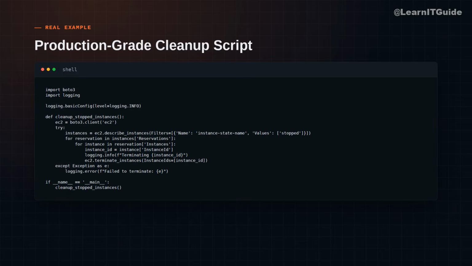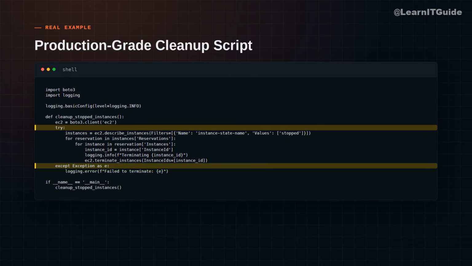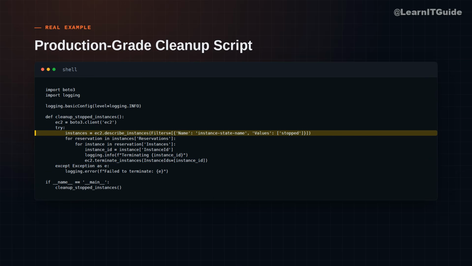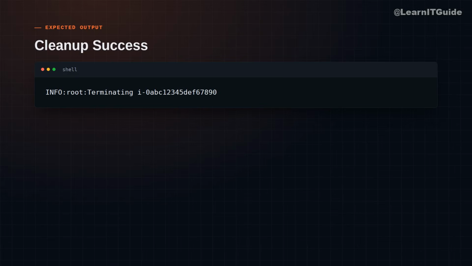This is what production code looks like. We use logging instead of print statements. We wrap our API calls in a try except block to handle errors gracefully. And we use filters in our API call to reduce the amount of data transferred. This is the difference between a script that works and a script that is safe to run in a scheduled job. The output confirms the action taken.